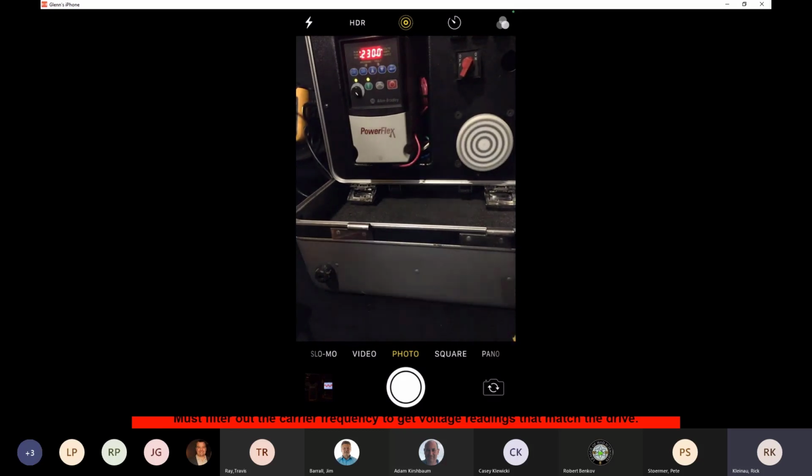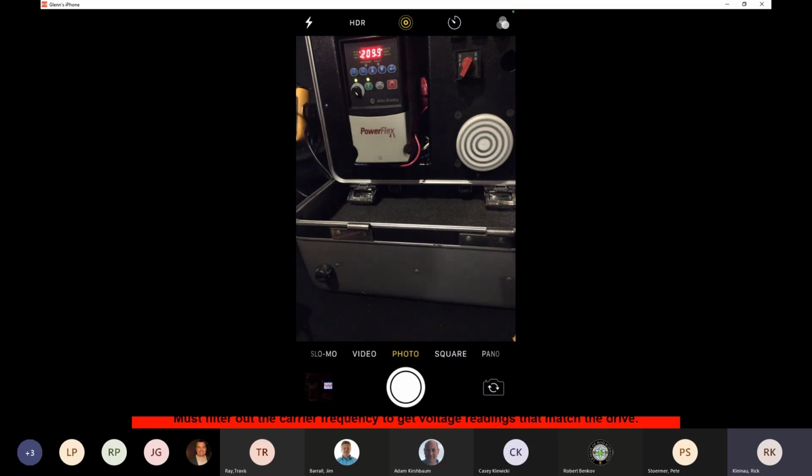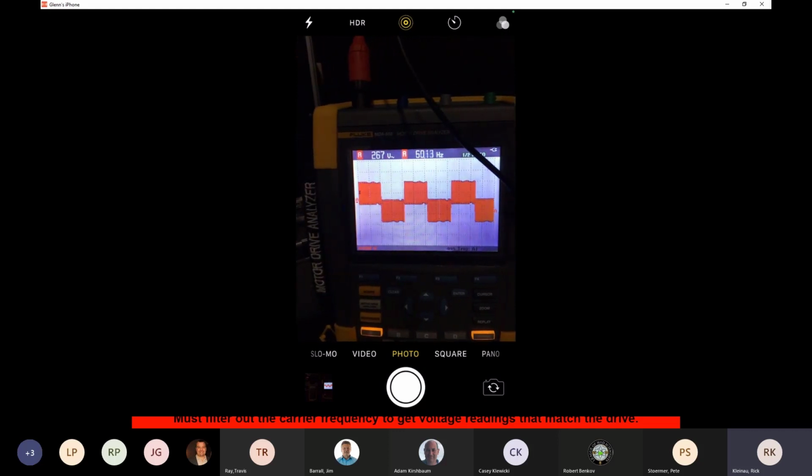So I can control the speed of the drive by turning this little knob, which is the speed of the motor. To me, it's a wonderful invention that you can turn a little knob and change the rotational speed of a motor. When I was young, you couldn't do that. It took gears and belts. But I'll show you, we'll watch how the waveform changes on the scope as I change the speed of the motor.